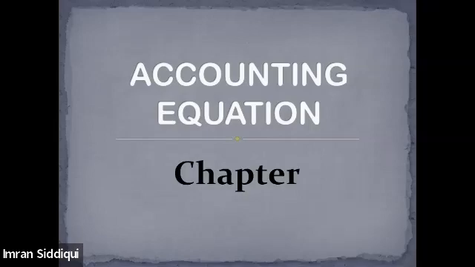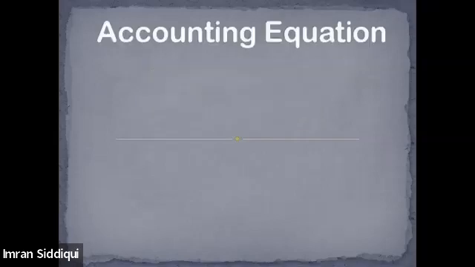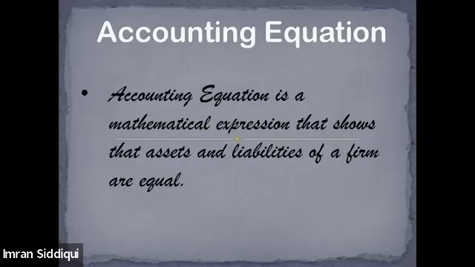Okay, so let's start first of all with the definition of the accounting equation. I'm sure everyone is able to recall what the accounting equation is. What does the accounting equation indicate? Anybody able to recall that? The accounting equation is a mathematical expression that shows the total assets and total liabilities of a firm are equal. Right. So as per the accounting equation, the total asset of the company and the total liability of the company are equal.